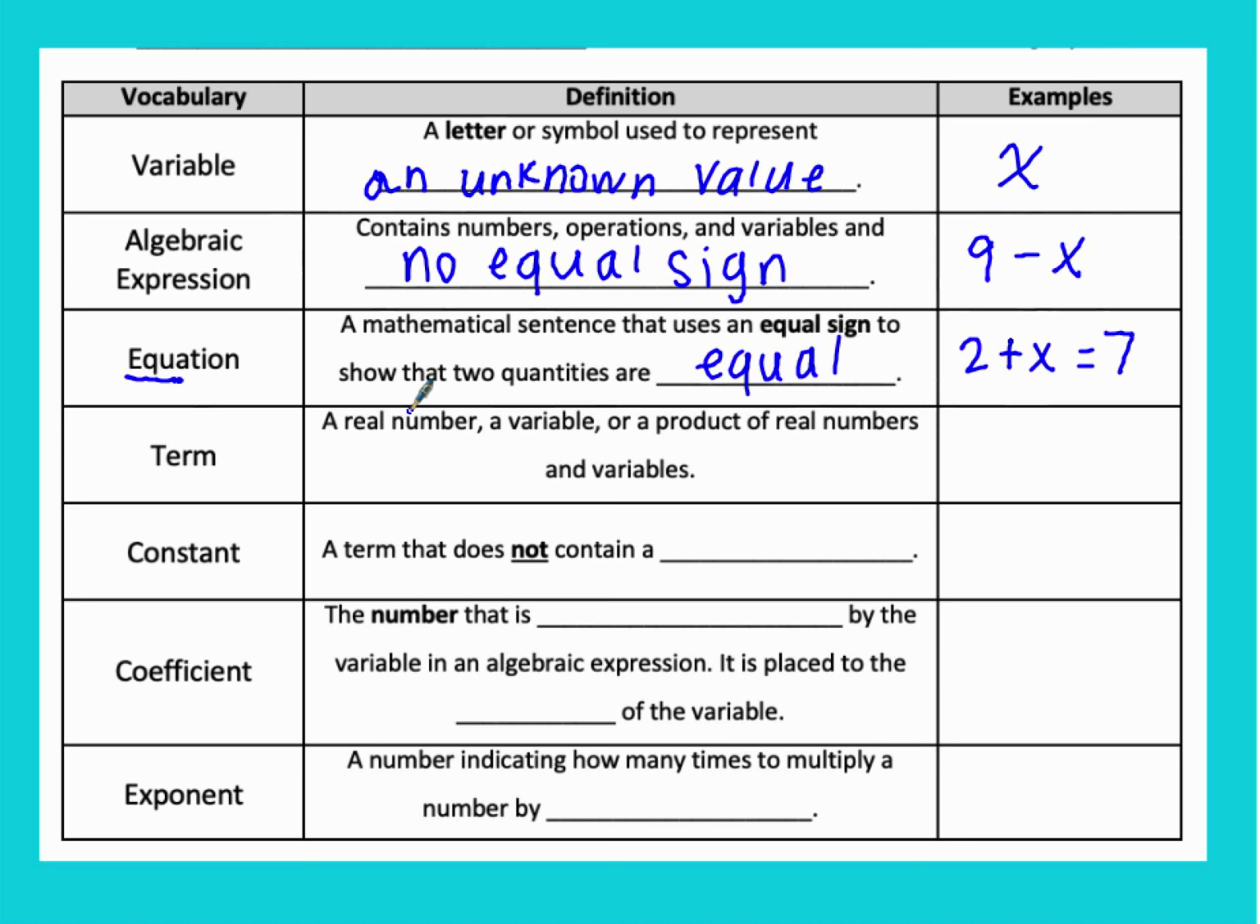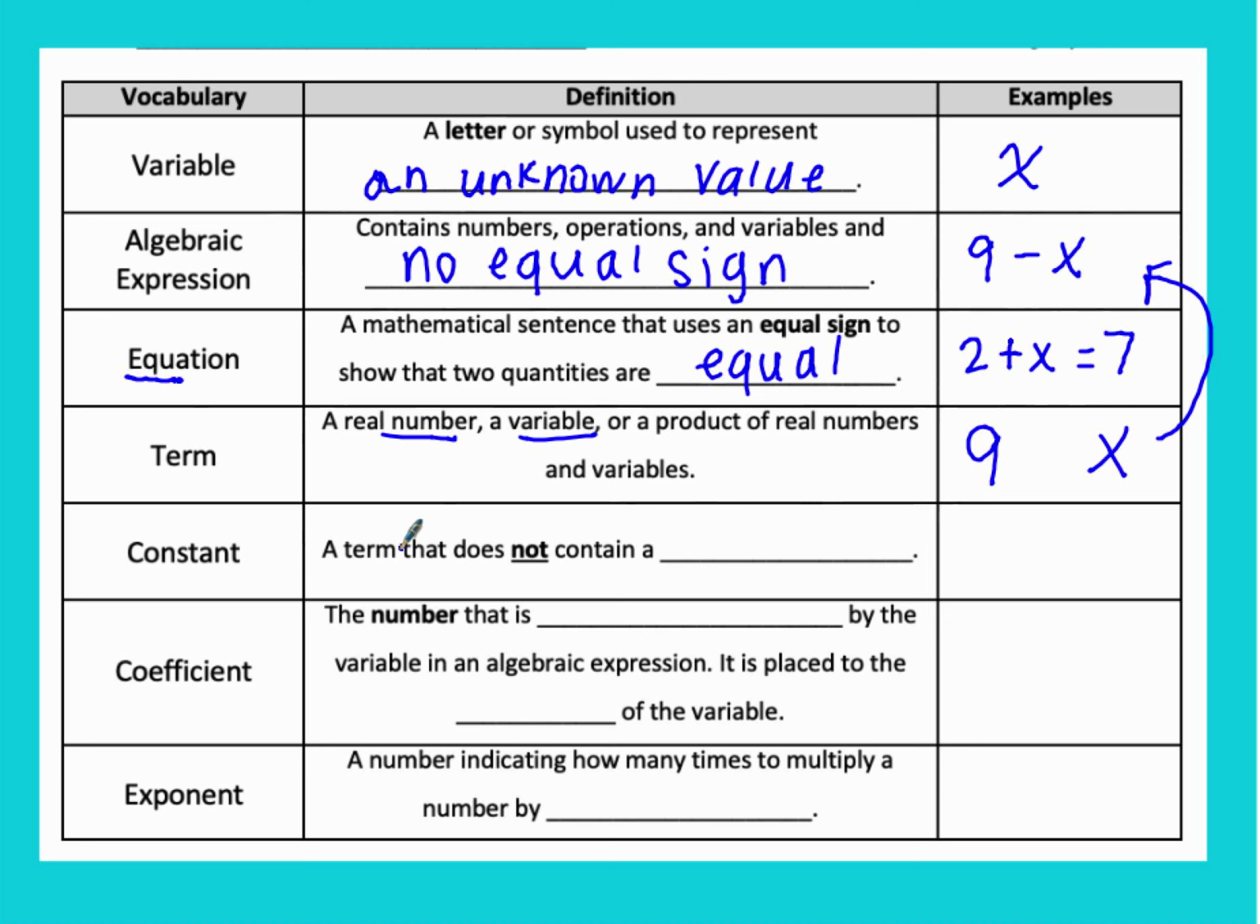Another vocab word that we would need to talk about is a term. A term is a real number, a variable, or a product of real numbers and variables. Looking back at the expression that we had, 9 minus x, 9 is a term, and x is a term. 9 was a constant, it's a constant number, and then x was our variable, and remember, a term can be a real number or a variable. So right there we have a real number and a variable.